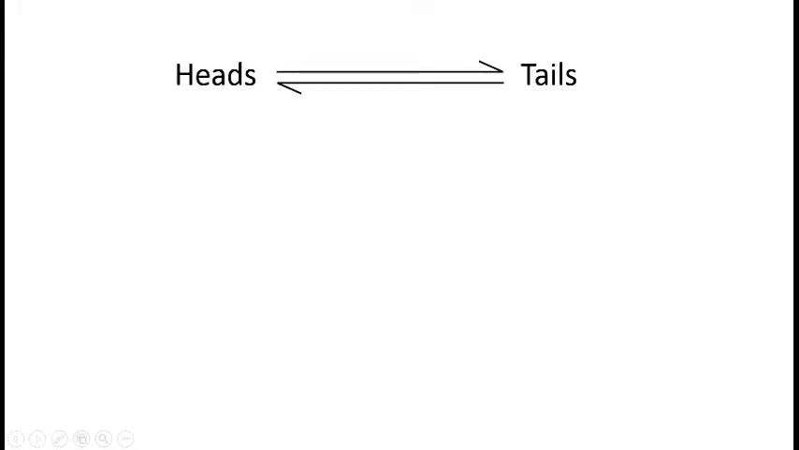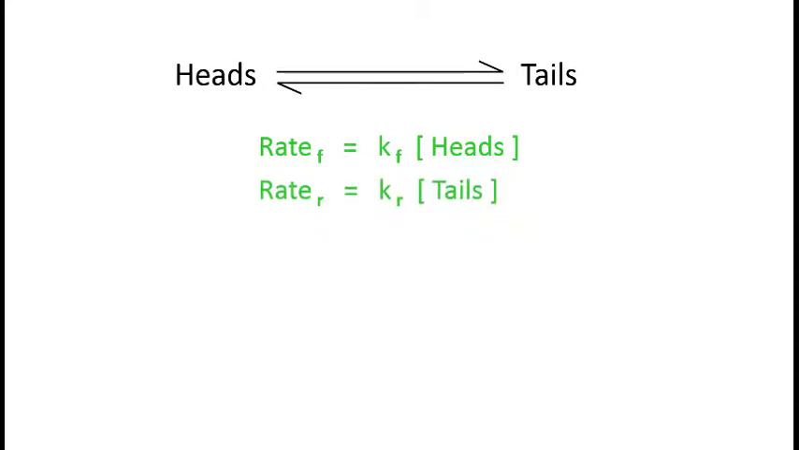Let's think about a process where coins can flip back and forth between heads and tails. We could write this reversible process like this. We could also write rate laws for the forward and reverse processes. The rate of the forward process is k_F times the concentration of heads. The rate of the reverse process is k_R times the concentration of tails.